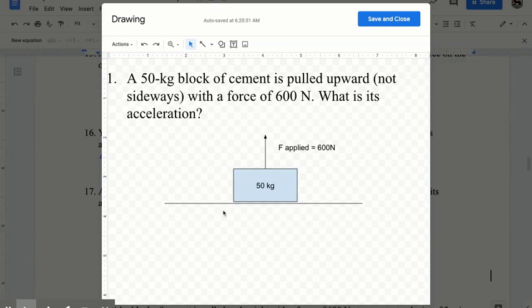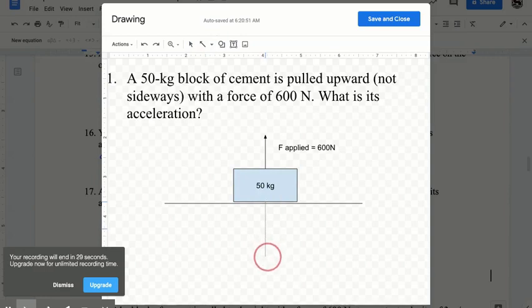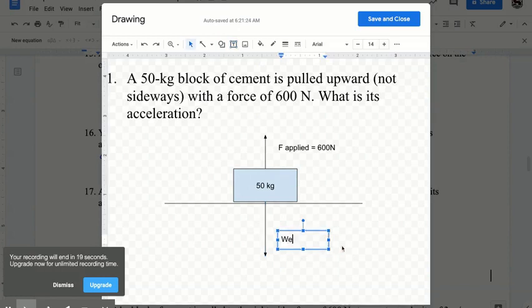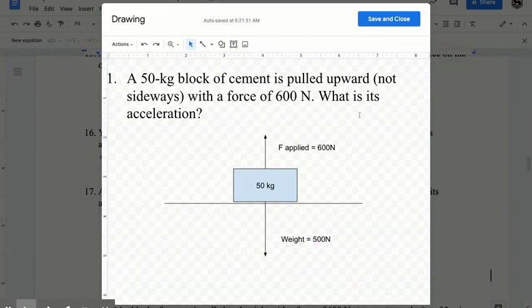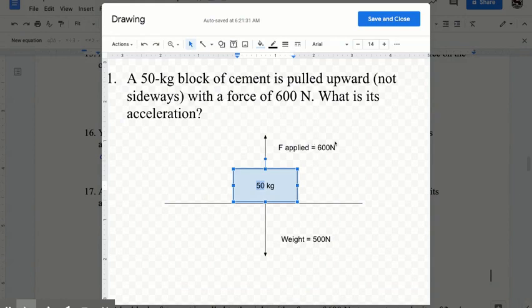And if we're going to call this a free body diagram, then we better make sure that we have gravity working on this too. So what is the gravity on this object? Well, weight is mass times acceleration, and acceleration on Earth is 10. So I have the weight is equal to 500 newtons. And so now I have its mass, and I have 2 different forces.